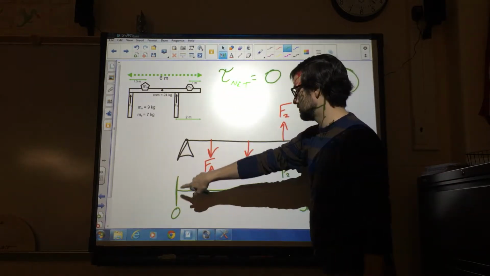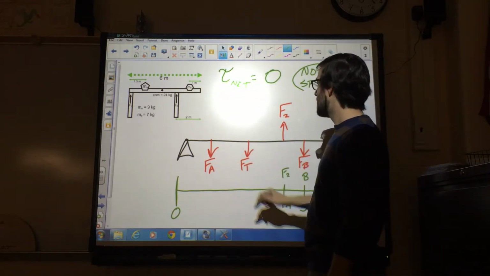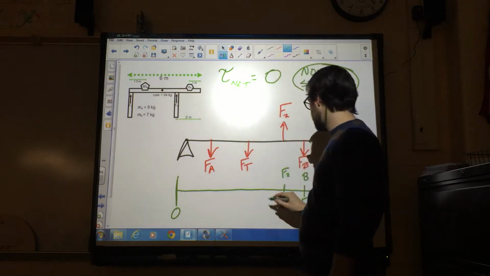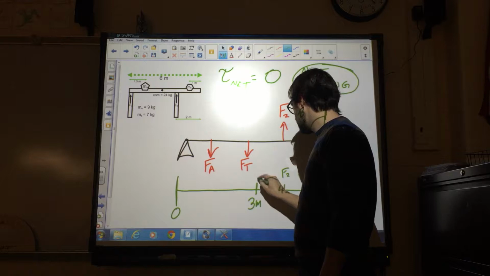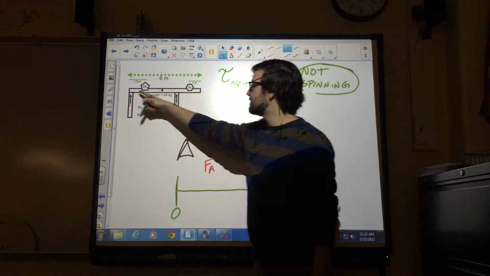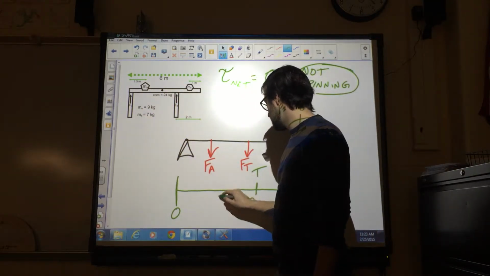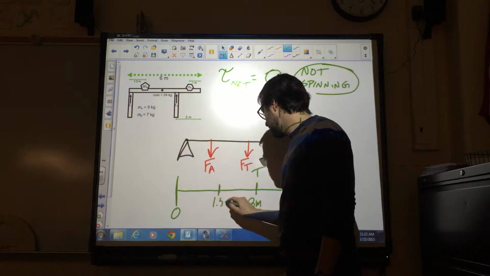And really, I mean, just considering the number line now with respect to 0. So the center of mass of the table occurs at the halfway point, which is 3 meters. Object A occurs at 1.5 meters.